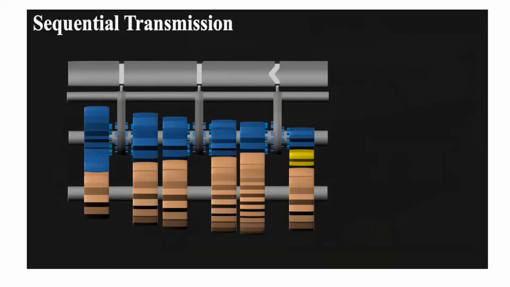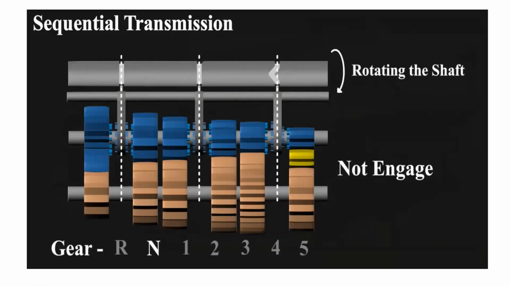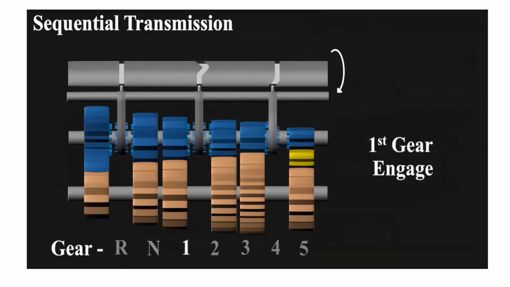The selector forks have pins on them, which mesh in these grooves. In neutral, all the forks are perfectly in center and not engaging any of the gears. The gear engagement is done by rotating the shaft at a certain angle. As the shaft rotates, the groove position engaging this one pin shifts to one side. This pushes the pin aside, sliding the fork. This engages the first gear.